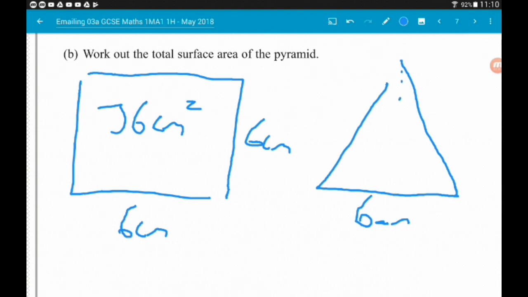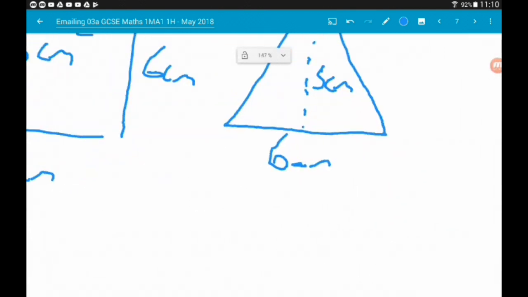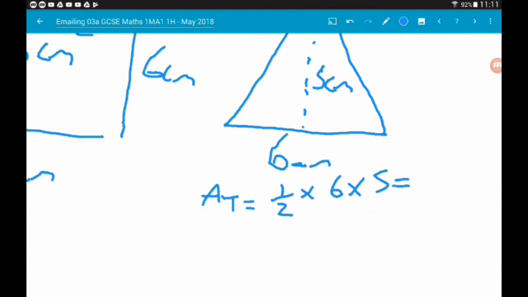So the height is 5 centimeters. So the area of one triangle is, well, remember, area of a triangle is 1/2 base times height. So it's 1/2 times 6 times 5, which gives us 15 centimeters squared.